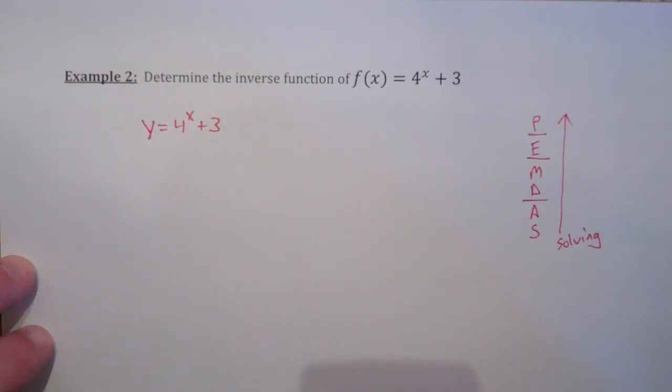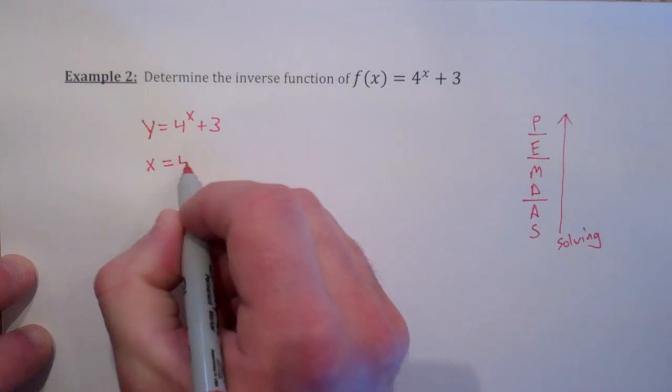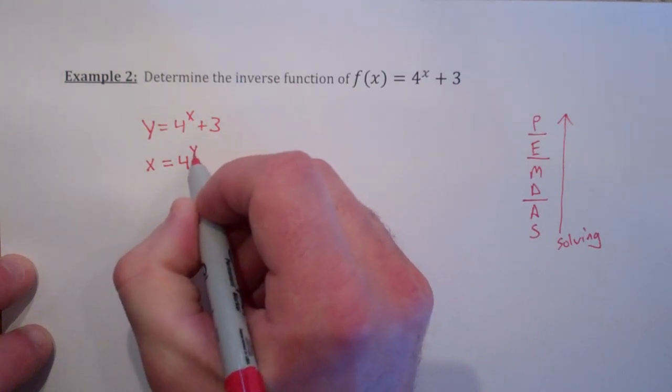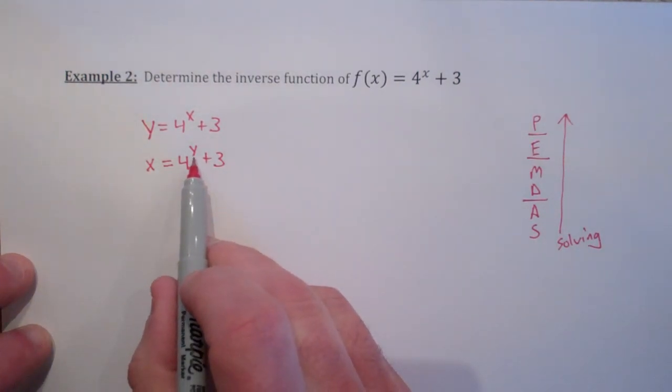The next thing that we want to do is switch the inputs and outputs. It's kind of how inverses work. So I'll take my y and replace that with an x. And then I'll take my x and replace that with a y. I now want to solve for the exponent position where the y is.